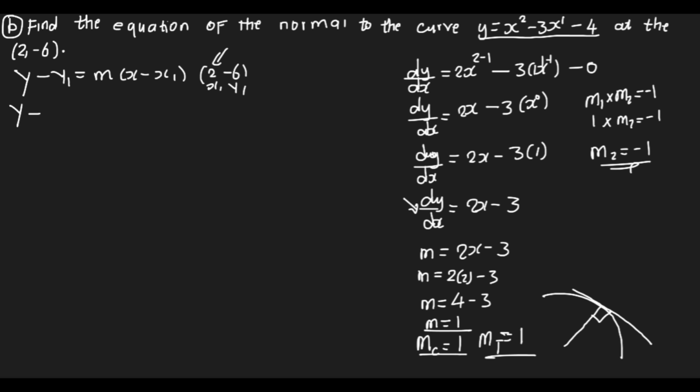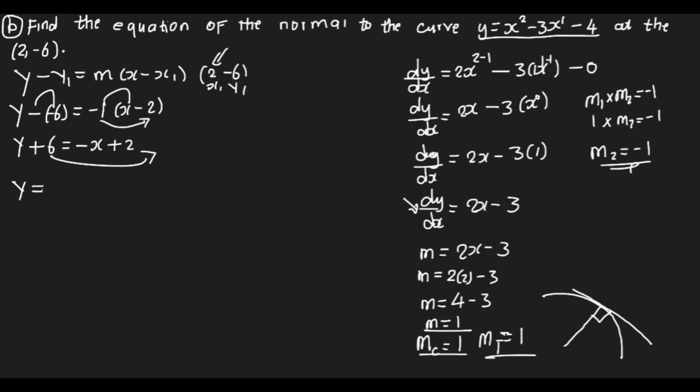So y minus y1, where y1 is negative 6, gradient negative 1, x minus x1, where x1 is 2. So we can now expand. We have positive 6, negative 1 times x, and negative 1 times negative 2 is positive 2. So we collect the like terms. So y is equal to negative x plus 2 minus 6. y is equal to negative x minus 4.